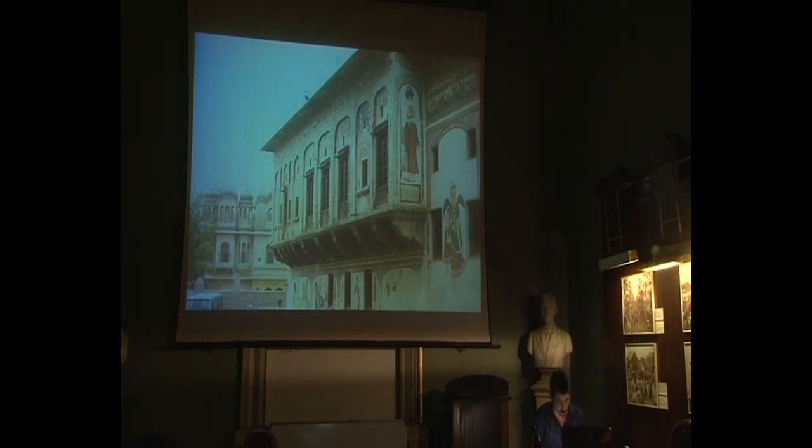But this suburb was also not the periphery. It was the center for home and tradition. But in the logic of the home and tradition for the Marwari, the Shekhavati town is the center.